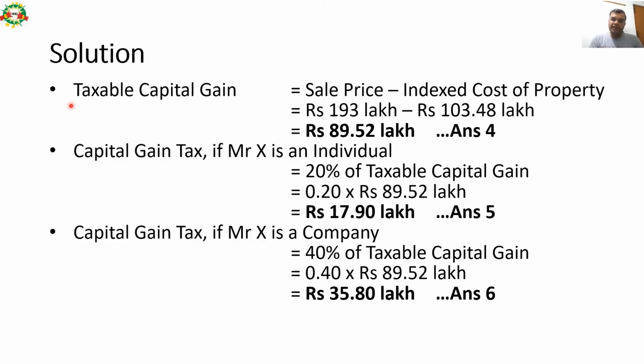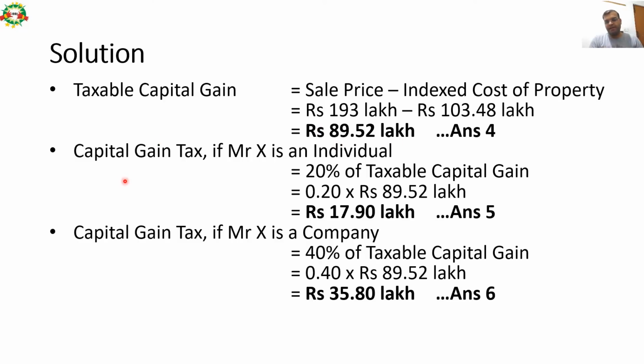Then taxable capital gain is equal to sale price minus index cost of property. Sale price has been given in the question. Index cost we calculated in the last slide. So that means 193 minus 103.48 lakh is equal to 89.52 lakh is the taxable capital gain of the property.